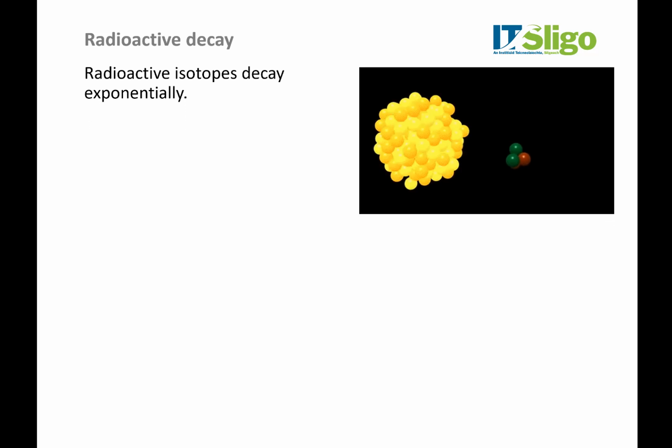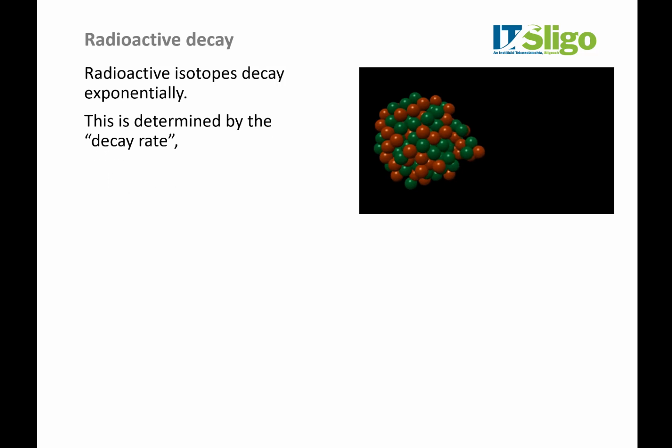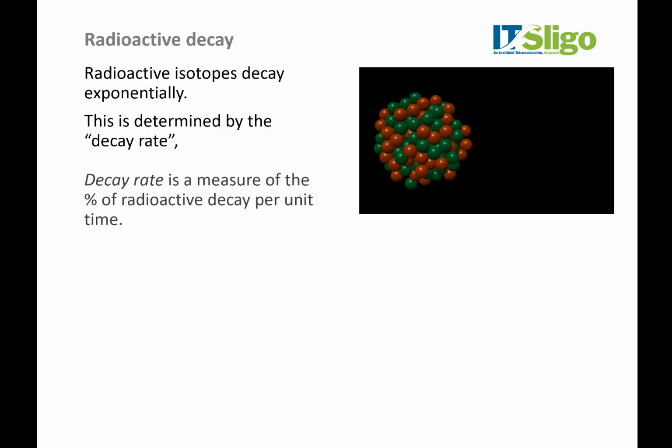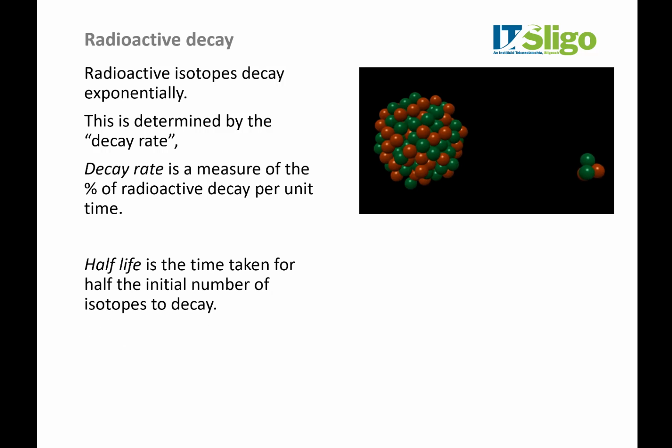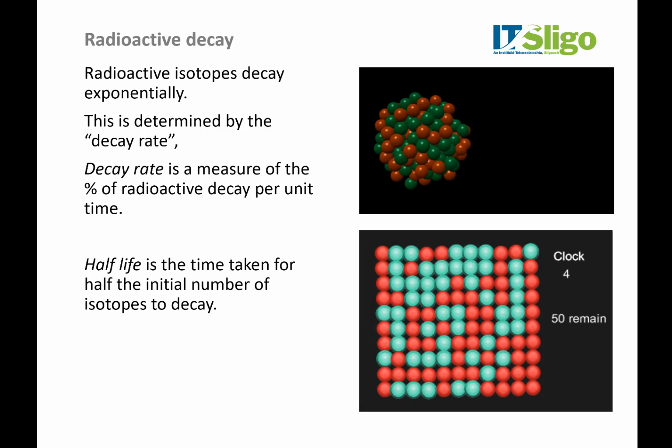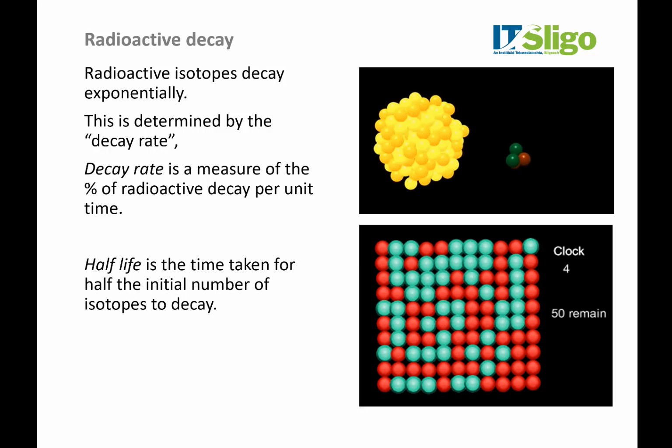So just some examples. Radioactive isotopes decay exponentially as time goes on. It's determined by the decay rate, and different isotopes have different decay rates. So decay rate is the measure of percentage of radioactive decay per unit time. And then the half-life is the time taken for half the initial number of isotopes to decay.